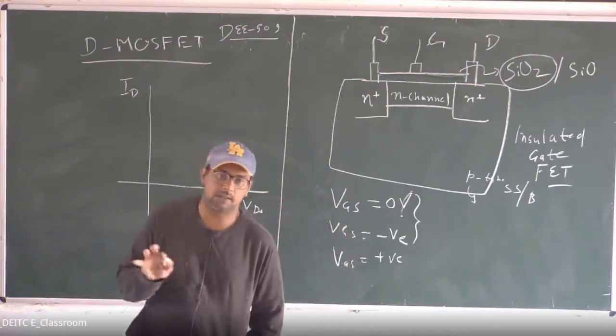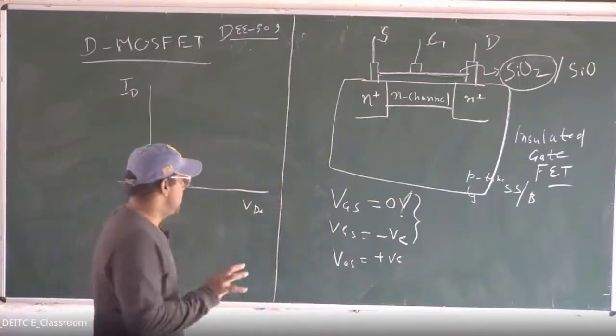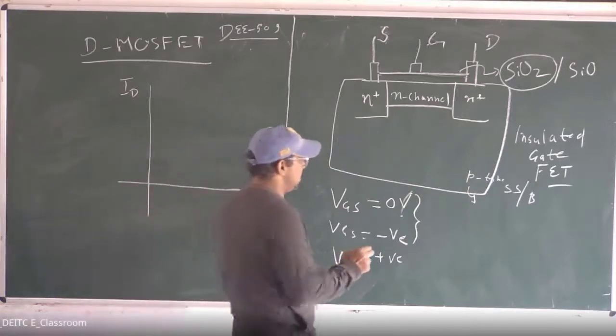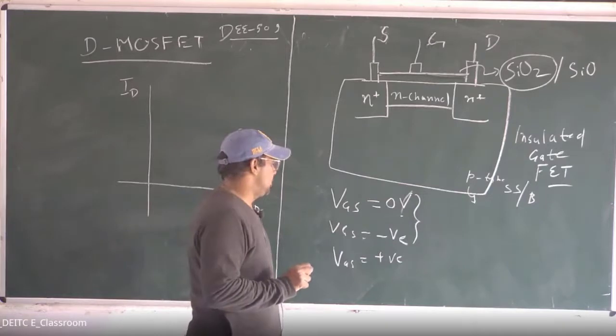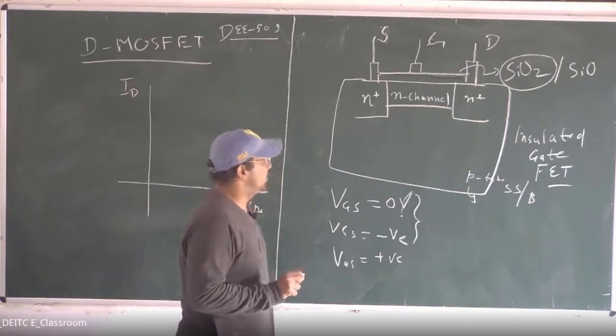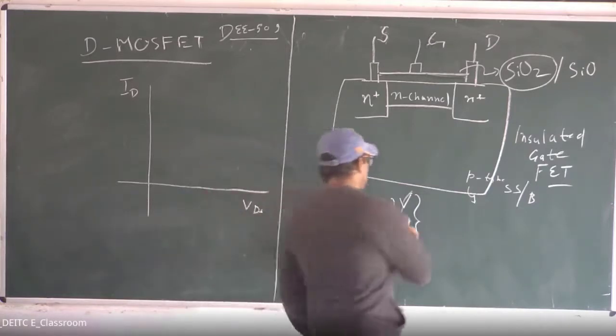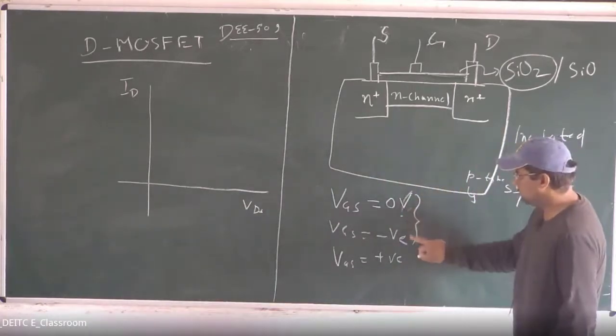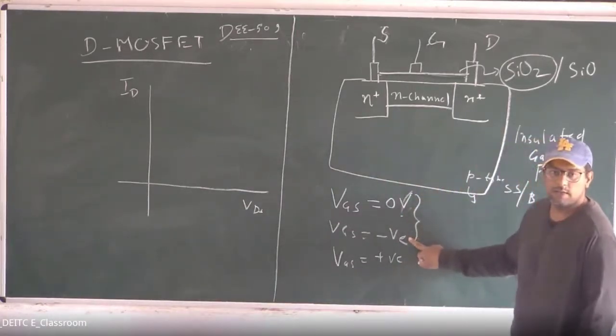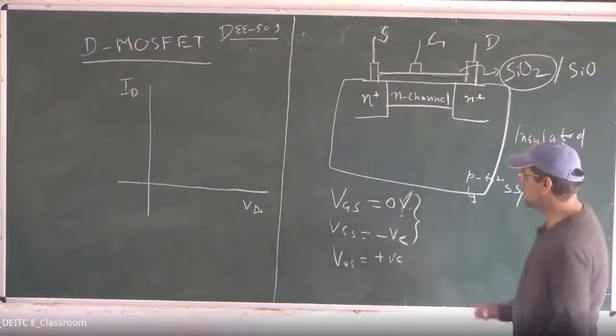So the JFET will not work properly when we give a positive VGS. But for the MOSFET we can allow VGS of 0 volt, negative volt and positive volt. And in the previous lecture we have already discussed VGS equal to 0 volt and VGS equal to negative. We have already discussed both of these in the previous lecture.